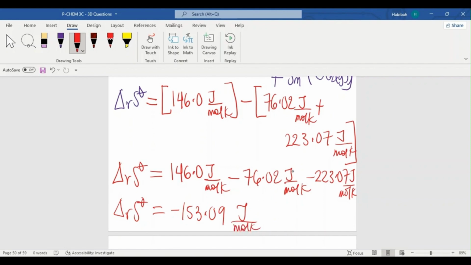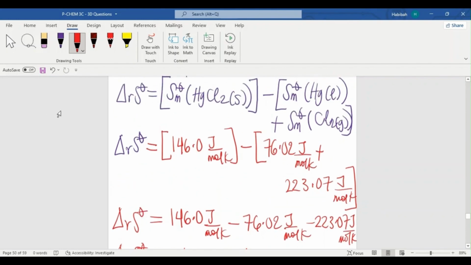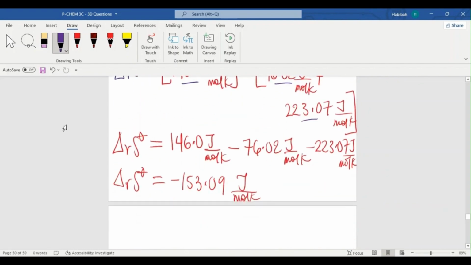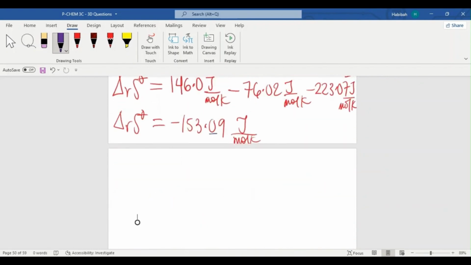Of course, we already know, because we're dealing with a chemistry question, this is not our answer. We have to go back to see the lowest number of decimal places and use that. We have 1 decimal place here, 2 decimal places here, 2 decimal places here. So 1 decimal place would mean our answer is going to stop here. So the actual answer is approximately negative 153.1 joule per mole Kelvin. So this is basically the answer to this question.